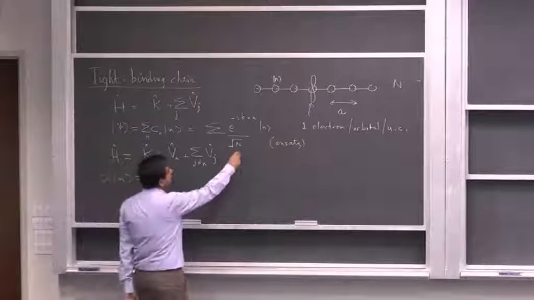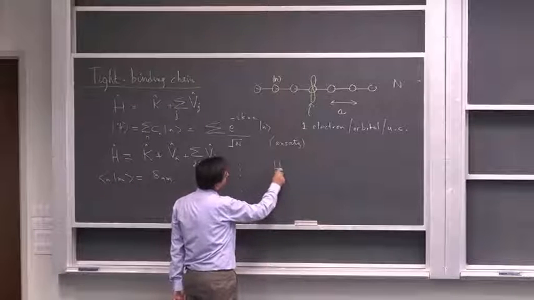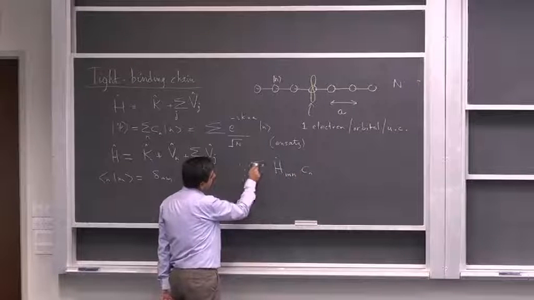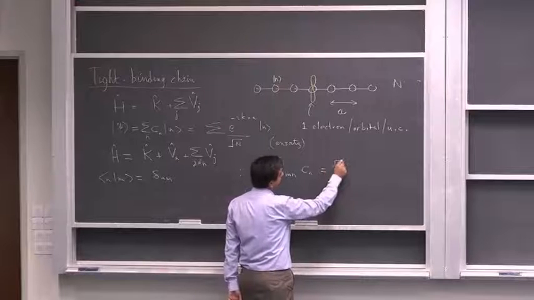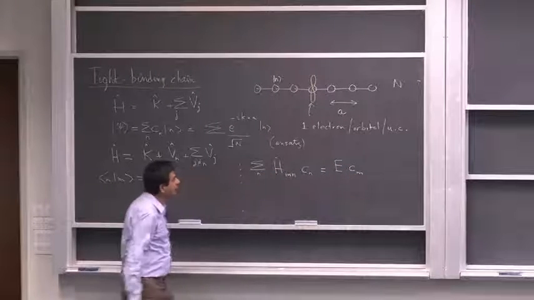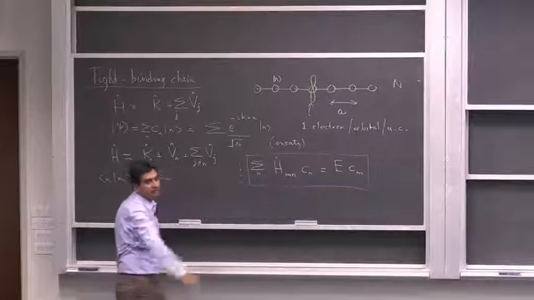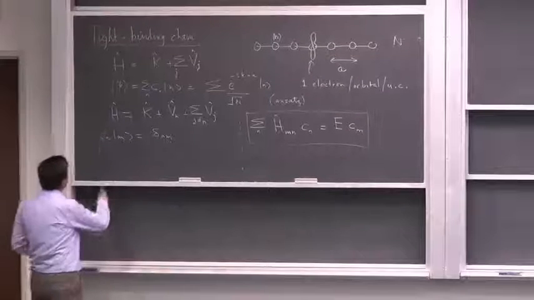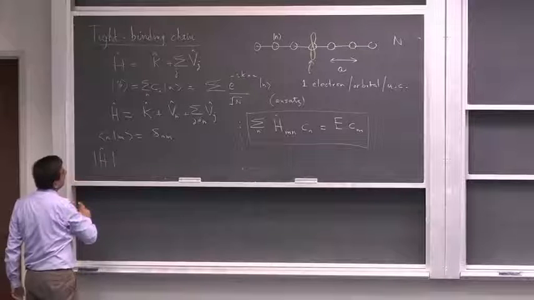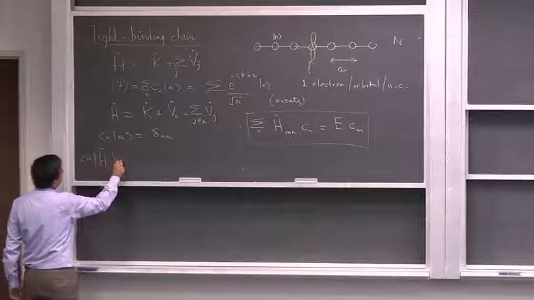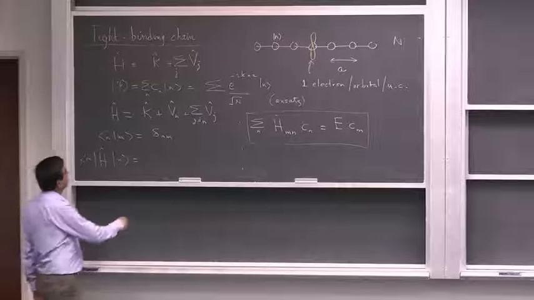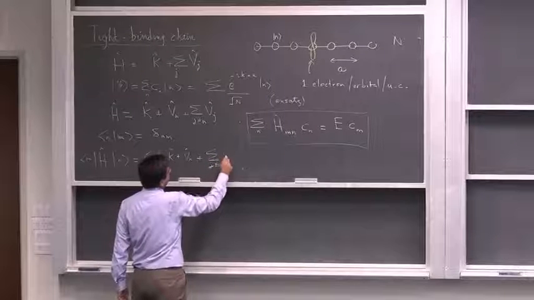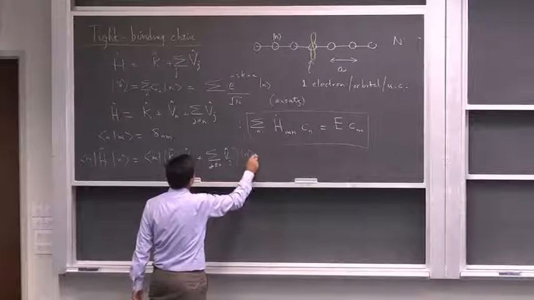Now we would like to solve the Schrödinger equation. We know that the Schrödinger equation is given by the sum over all n of H_mn, the matrix element of the Hamiltonian, times c_n, which will give us the energy times c_m. So this is the Schrödinger equation that we would like to solve. For that purpose, we need to find the matrix elements of the Hamiltonian. So the matrix elements will be the following. This is m, this is n, so this is one matrix element. I can write this as bra m, K plus V_n plus the sum over all j's, this is my Hamiltonian, and I have ket n here.